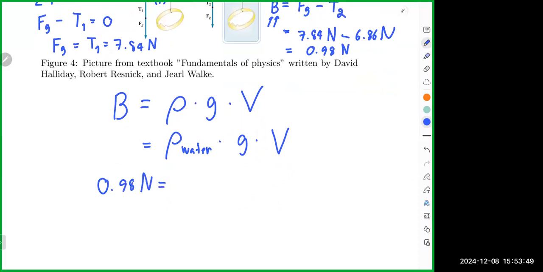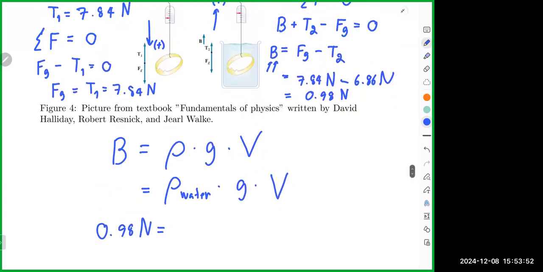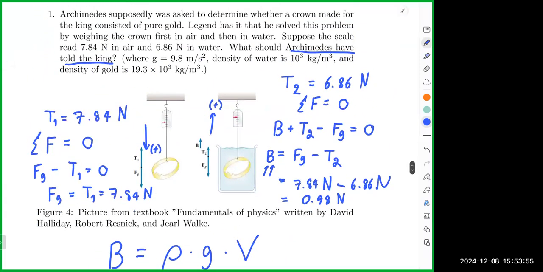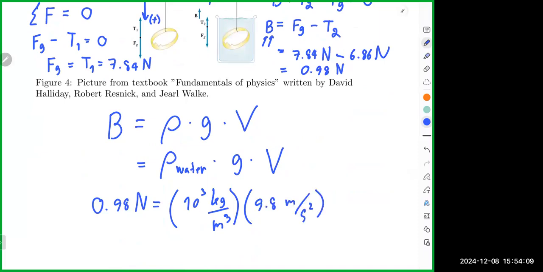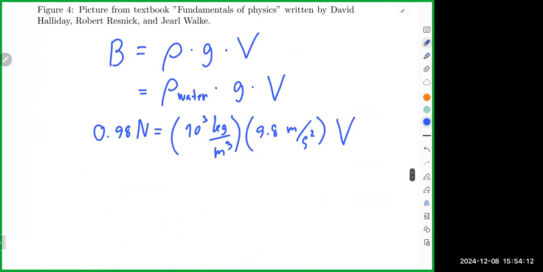The density of the water that is replaced by the gold is 10 to the 3 kilogram per cubic meter. And you can calculate that. Finally, the volume of the water that is replaced by the gold is 10 to the minus 4 cubic meters, which is the volume of the crown as well.